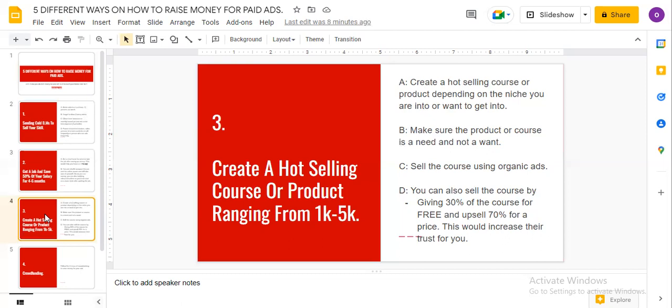Now, when you tell your friends to help you repost, you can sell the course by giving 30% of the course for free and upselling 70% for a price. This will increase their trust for you. So you can tell your friends, okay, I want to run a free course, a free anything at all, so far as it's relatable to what you want to sell. So give them 30% of whatsoever you want to sell for free. Tell your friends, I have a free class, can you help me upload? When they upload the free class for you, most persons are going to come to your DM because it's a free class. Now you are going to exchange contact with them.